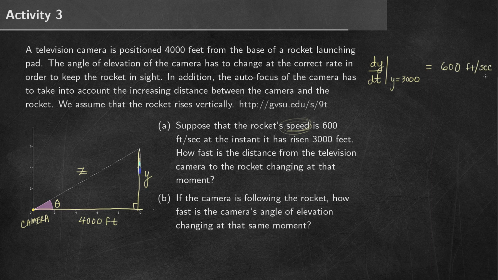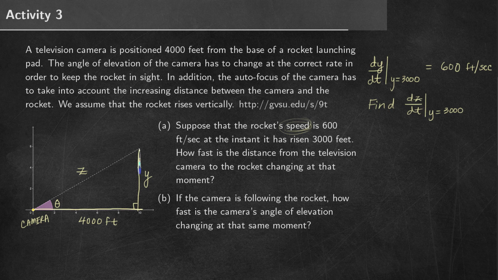And usually in these problems, it's not going to point out whether this should be positive or negative, so you have to stop and think about that. Look at your picture. As time increases, y is increasing, and that tells me that my derivative needs to be positive. So positive 600 feet per second. That's the rate that I'm given. Now, what is the rate that we're asked to find? We want to find how fast the distance from the camera to the rocket is changing at that same moment. So the variable I chose to represent the distance between the camera and the rocket is z. I want to find dz/dt at that same instant, so when y equals 3,000.